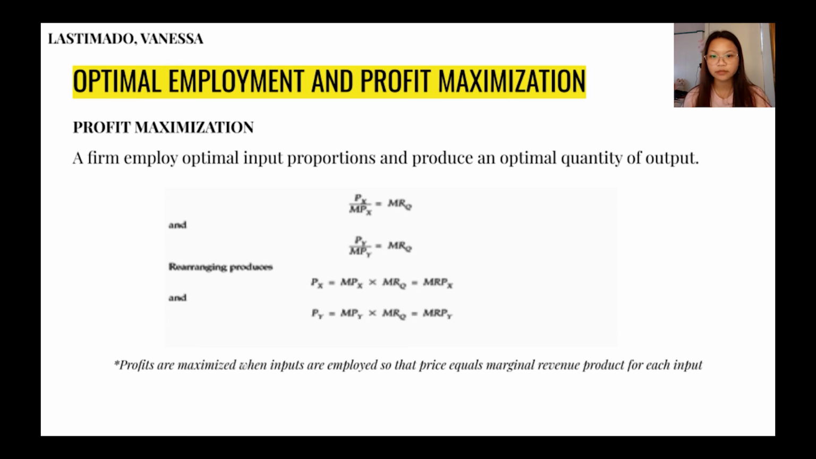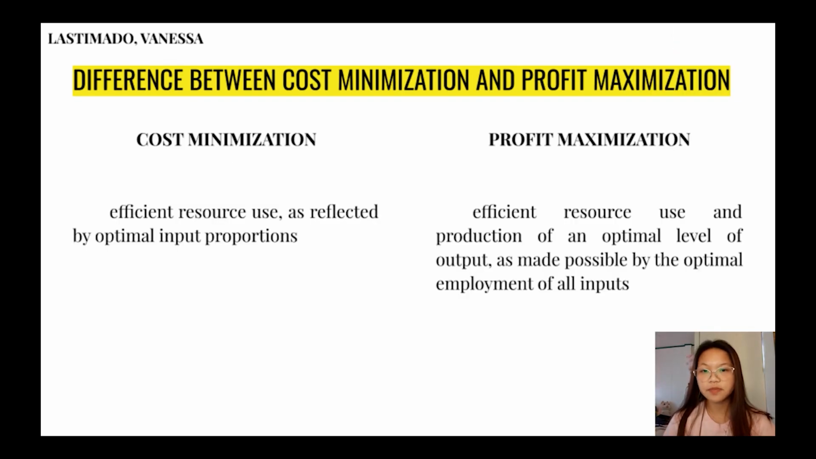Next slide. The difference between cost minimization and profit maximization is that cost minimization requires efficient resource use as reflected by optimal input proportions, while on the other hand, profit maximization requires efficient resource use and production of an optimal level of output as made possible by the optimal employment of all inputs.